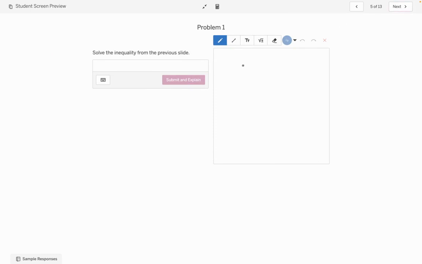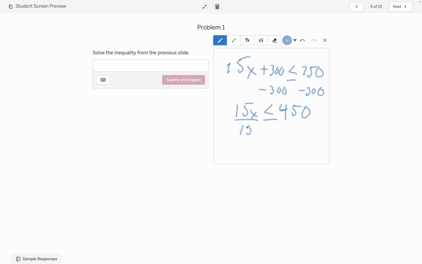So now we're going to solve. So we have 15x plus 300 is less than or equal to 750. Going to subtract 300 from each side. That leaves us with 15x is less than or equal to 450. And I'm going to divide both sides by 15. That's going to leave me with x is less than or equal to 30.